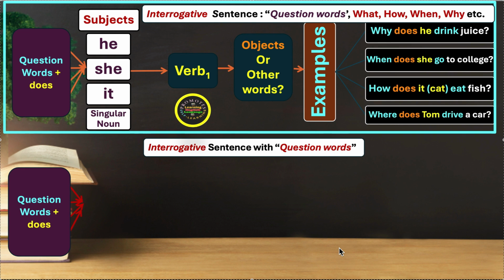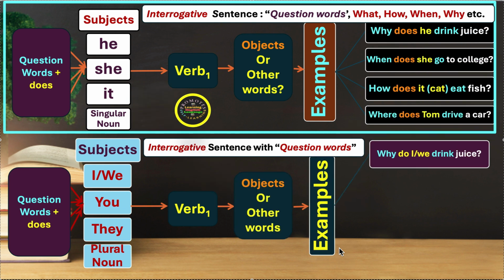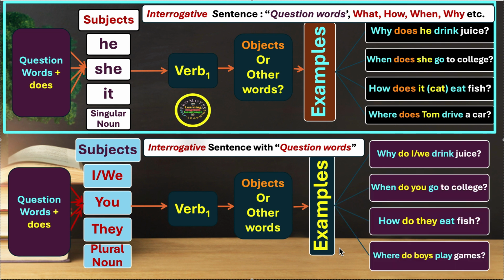And if your subjects are like I, we, you, they, or a plural noun, we add the first form of the verb. Then we have objects or other words. Like in the following examples, we can see: Why do I or we drink juice? When do you go to college? How do they eat fish? Where do boys play games?